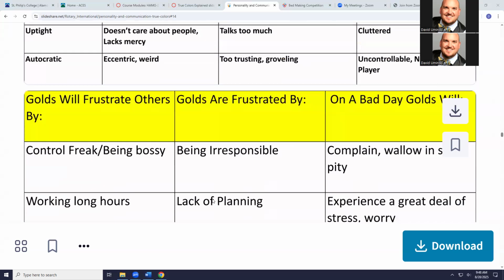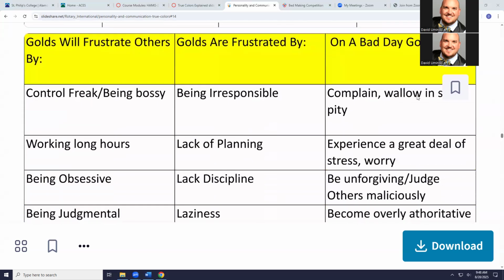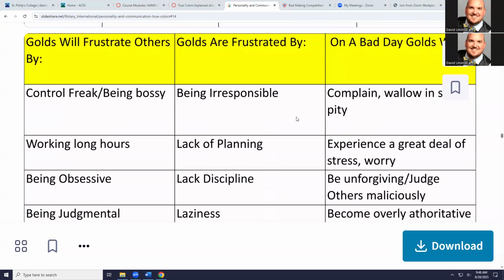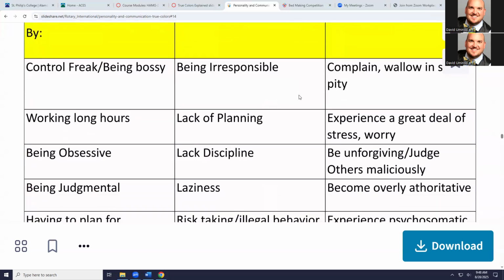Okay. Here we go. Ready? This is how golds will frustrate. Where are my golds at? Raise your hand for golds. Okay. So golds, you can frustrate other people, but things that you are frustrated by. If somebody's being irresponsible, you're like, oh, why are you being so irresponsible? And it frustrates you. Or perceived lack of discipline or laziness.